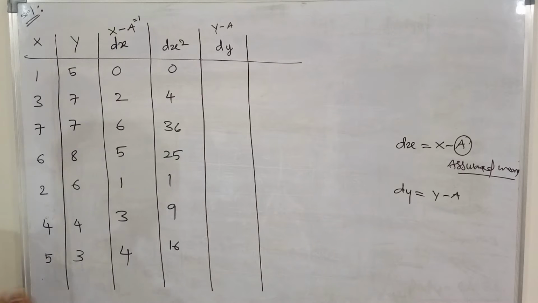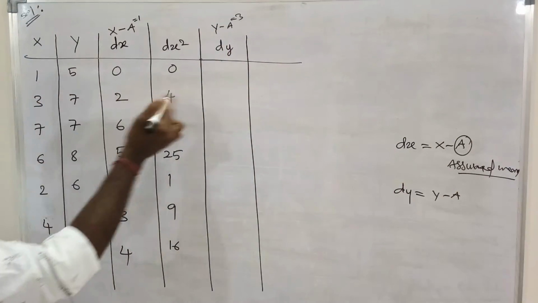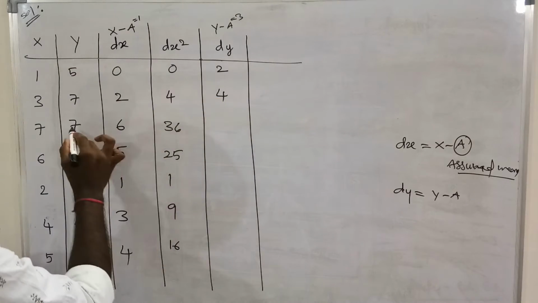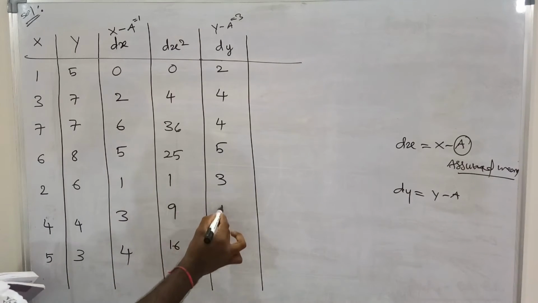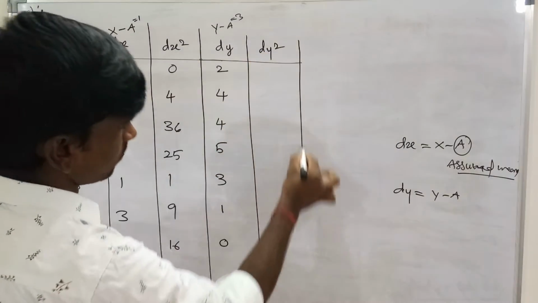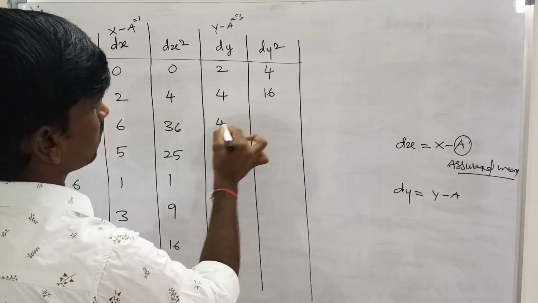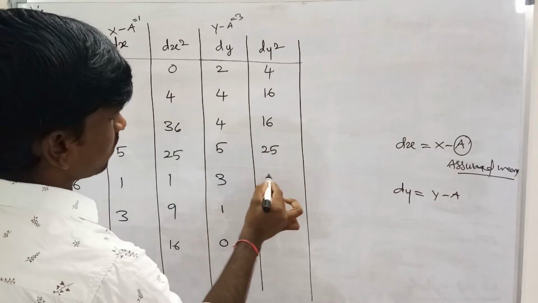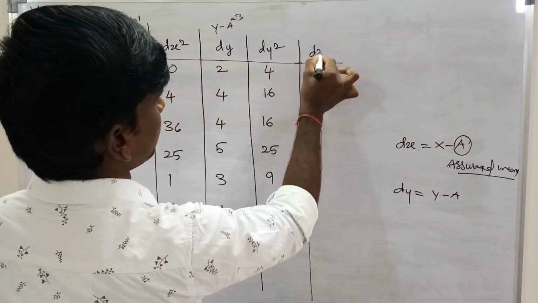Here we have to assume some value as the assumed mean. Which value is better to assume? We decided on the least value. So the least value here is 3. Taking 3 as the assumed mean, A is equal to 3. So y minus 3: 5 minus 3 is 2, 7 minus 3 is 4, 7 minus 3 is 4, 8 minus 3 is 5, 6 minus 3 is 3, 4 minus 3 is 1, 3 minus 3 is 0. Then dy square: this is the dy, we took squares: 4, 16, 16, 25, 9, 1, 0.